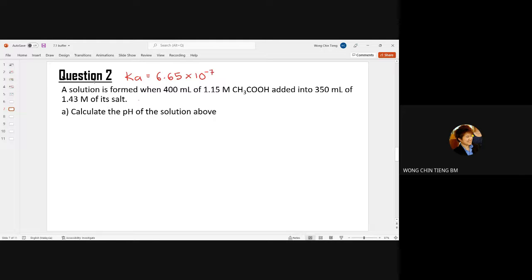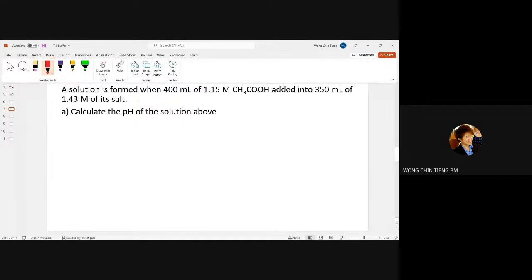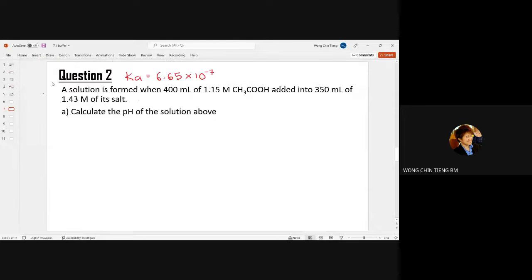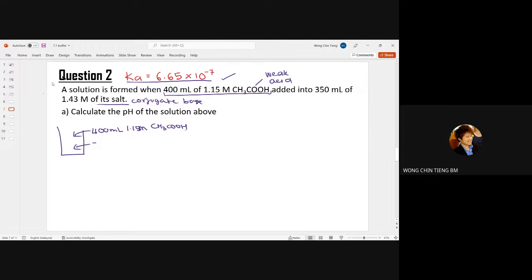Alright. So, one of the biggest problems just now, the first problem is I didn't give you the Ka, so when I give the Ka it's solved. The next thing, when you read the question, you realize that we have the acidic buffer due to the presence of our weak acid and its salt, which means it is the conjugate base. So right now in our beaker, we have 400 milliliter of 1.15 molar CH3COOH, and 350 milliliter of 1.43 molar of its salt.